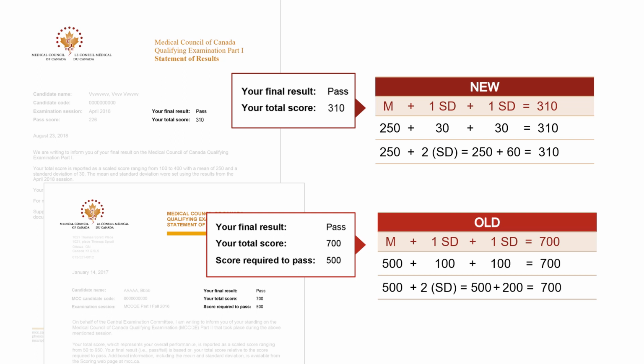Similarly, a candidate who took the MCCQE Part 1 and received a score of 700 on the previous 50 to 950 scale, with a mean of 500 and a standard deviation of 100, is also 2 standard deviations above the spring 2015 mean when the old scale was established. These two scores would therefore represent similar performances.